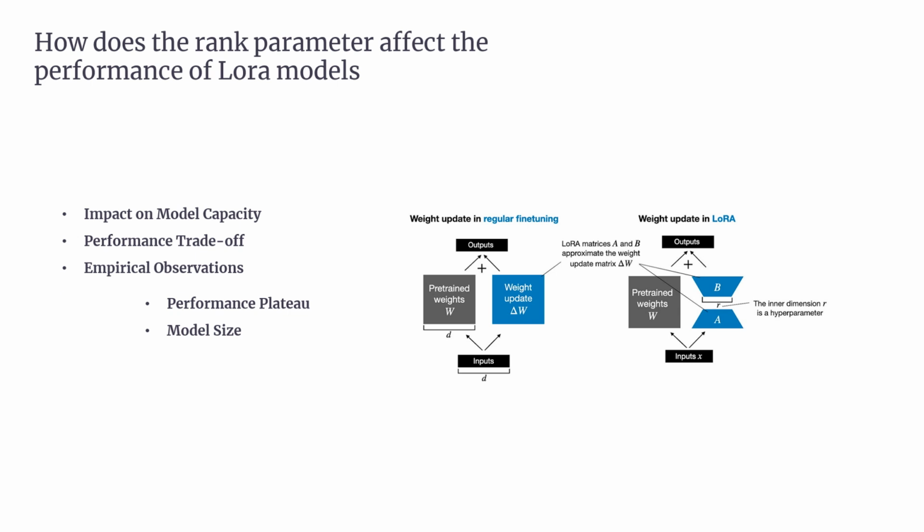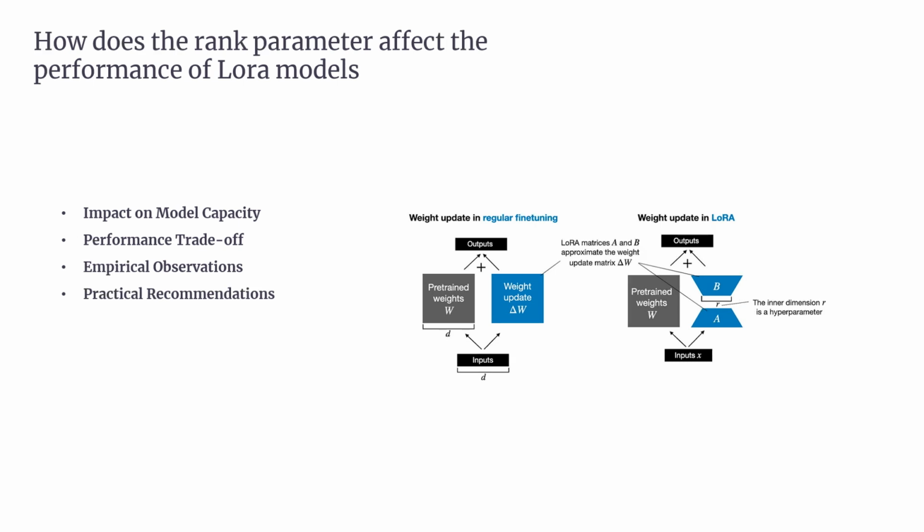The fourth, practical recommendations. 1. Experimentation. It's important to experiment with different rank values to find the right balance for your specific task. A common approach is to start with lower ranks, for example, 8 or 16, and gradually increase if necessary.